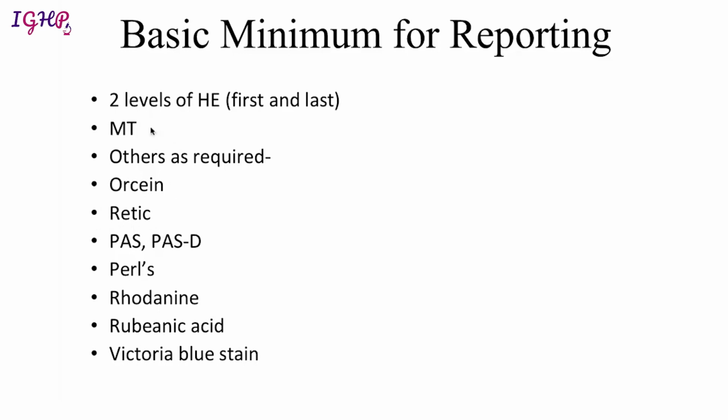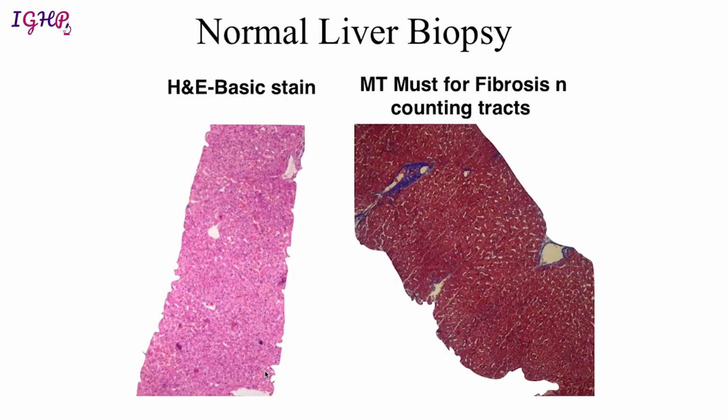Then you do a PAS stain, PAS diastase stain, that is generally done to look for PAS positive diastase resistant alpha-1 antitrypsin globules, especially in alpha-1 antitrypsin deficiency diseases. Perls stain is generally done to look for iron within the liver, and rhodanine, rubeanic acid are done for the copper stores within the liver. Victoria blue stain can be done for hepatitis B surface antigen within the liver. So we can do these stains as and when required, or you can also do a panel on every liver biopsy that you do. So moving on from this to normal liver biopsy.